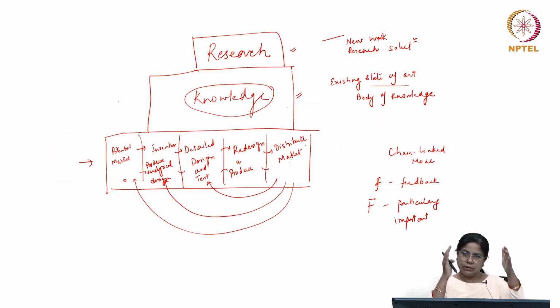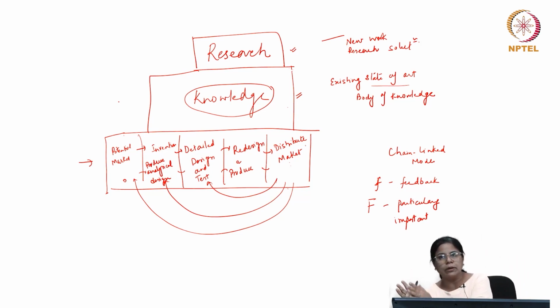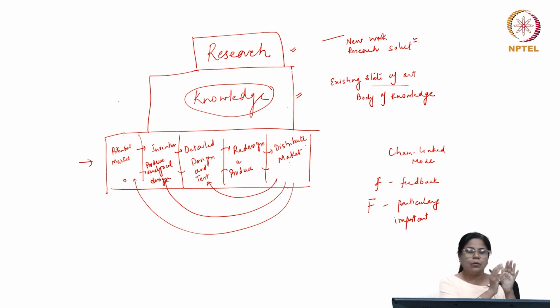So what we did, we started with, let us say, a base model, whereby we had the research at the top, we had the knowledge. The knowledge was essentially about the existing state of the art or the body of knowledge which exists at that point of time, and then we have these 5 major important steps through which innovation, or you can say research now, translates into a product which can reach the masses. So what are the different steps? There is a potential market, invention and production of the analytical design, detailed design and testing, redesigning and production, and finally the distribution in the market.